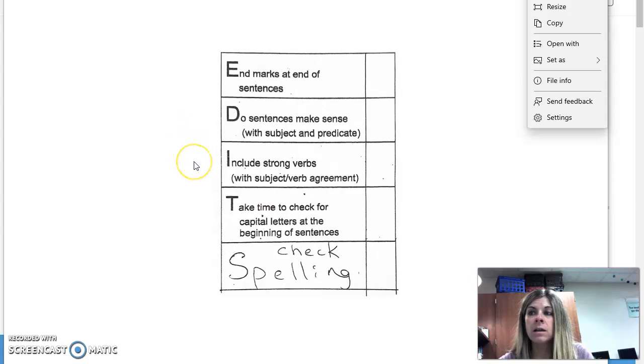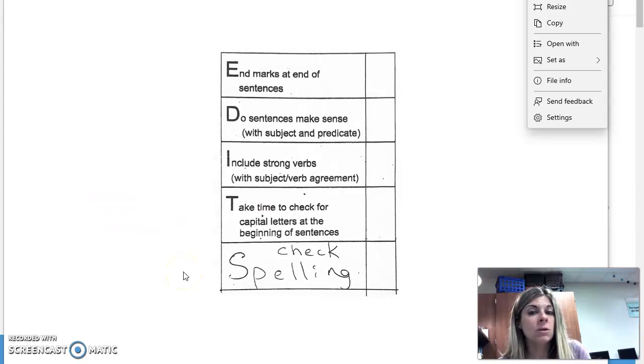The I stands for including strong verbs. We'll kind of look at that a little bit. I'm more worried about the E, the D, the T, and the S. T, did you take the time to check for capital letters at the beginning of sentences? And I'm going to go even further, and we're going to look at capital letters for proper nouns and in the word I. And then your S, did you check your spelling?